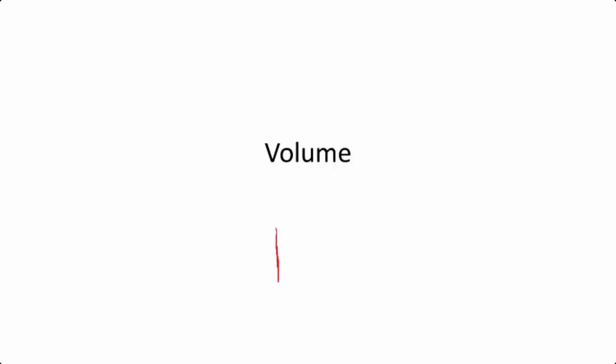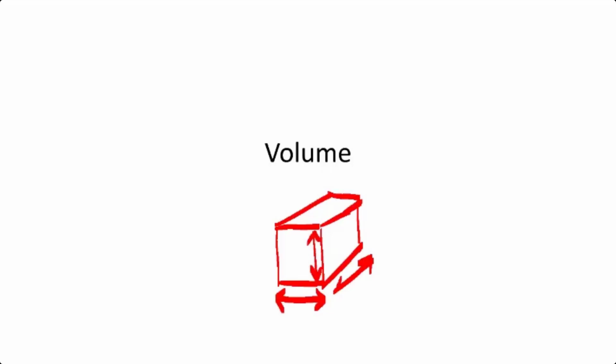Volume refers to how much 3D space something takes up. So volume has length, height, and breadth, 3 dimensions. And that's why the units of volume are length units cubed. For example, decimeter cubed, which is also liter, or centimeter cubed, which is also milliliter.